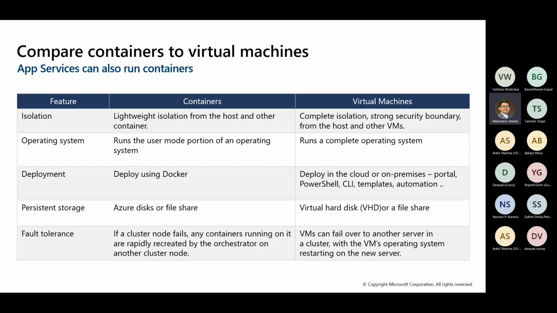For persistent storage, a virtual machine uses a virtual hard disk or file share, and containers can also use Azure Disk and file share. Containers have built-in fault tolerance if you deploy them on a container orchestration platform like Kubernetes, for example on AKS. Okay.